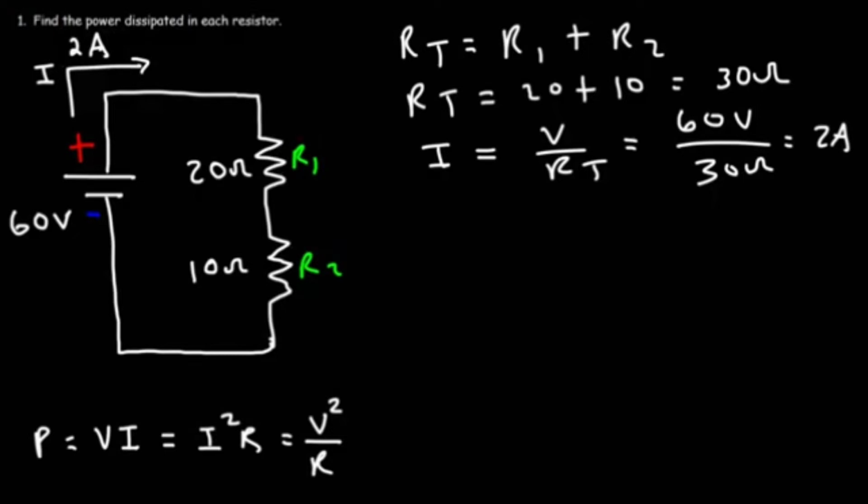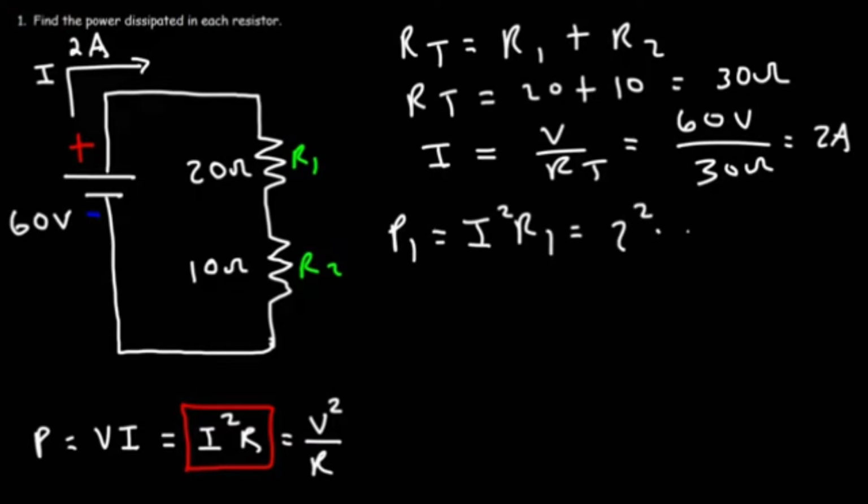Now that we have the current, let's use this formula to calculate the power dissipated by each resistor. So let's start with the first resistor. It's going to be the current flowing through it squared times R1. So it's 2 squared times 20 ohms. 2 squared is 4 times 20, that's 80. So that's the power dissipated by the first resistor.